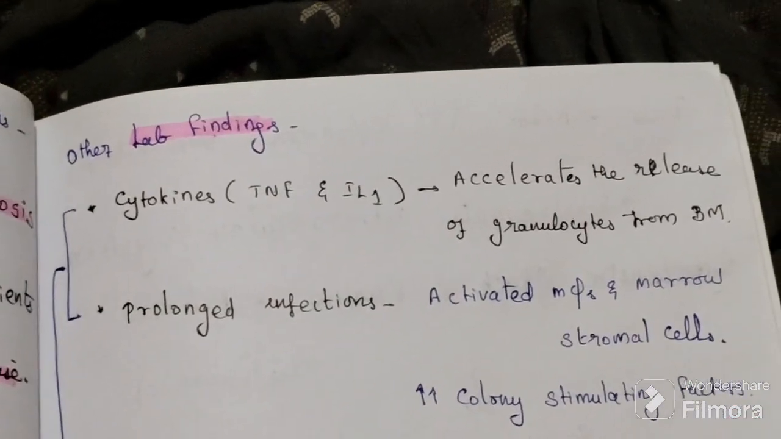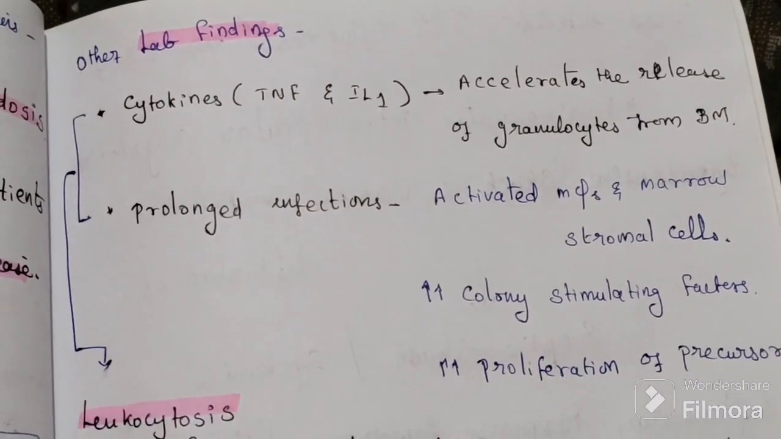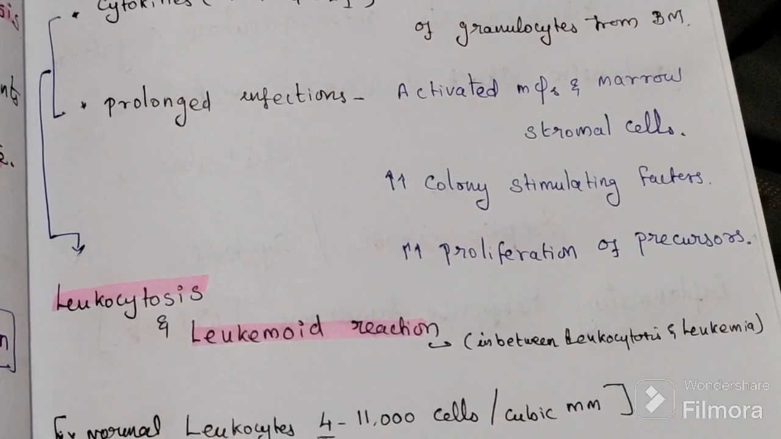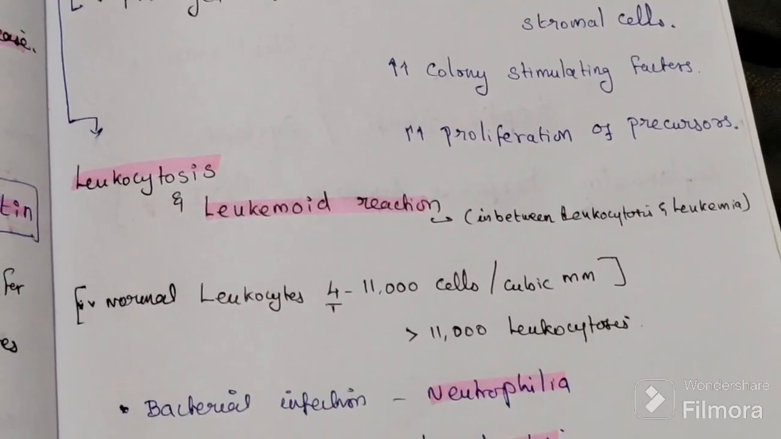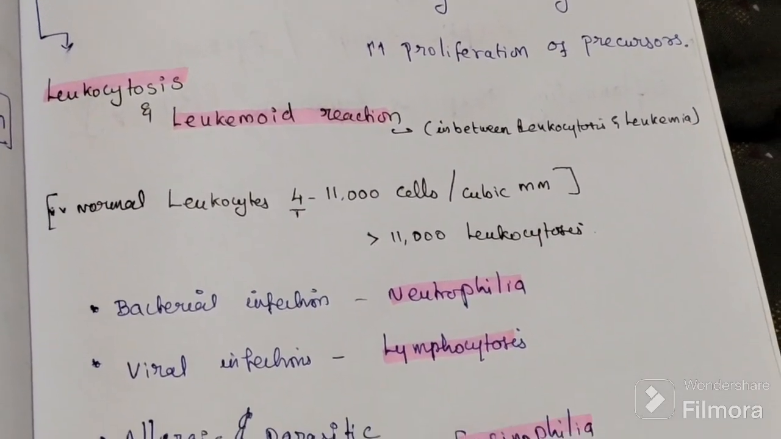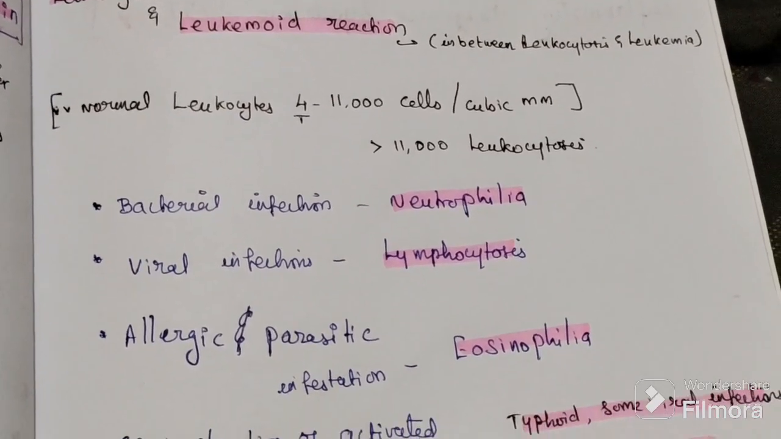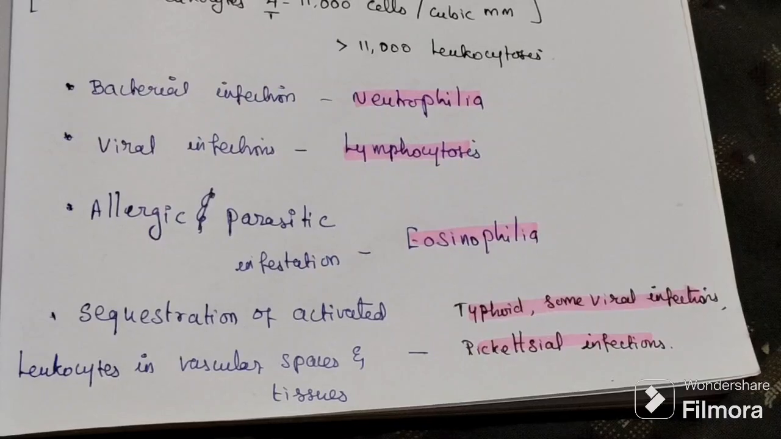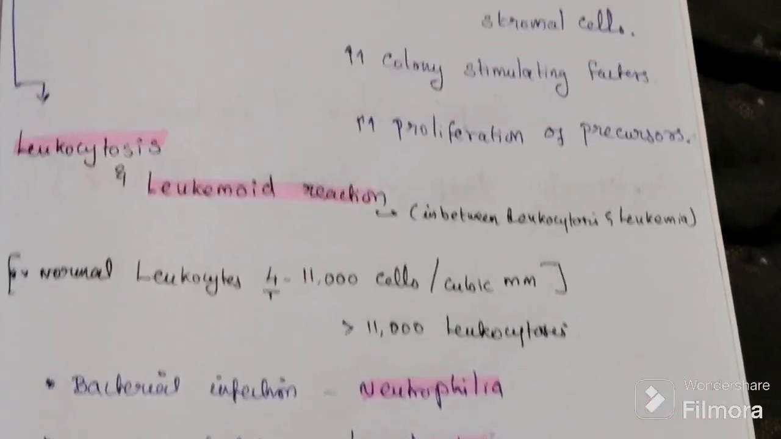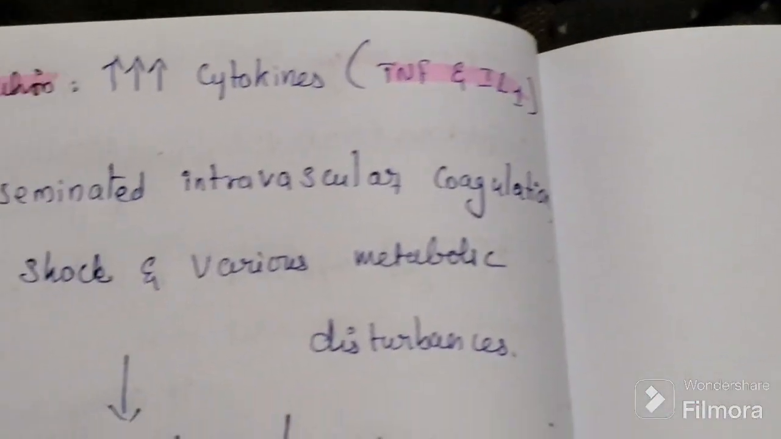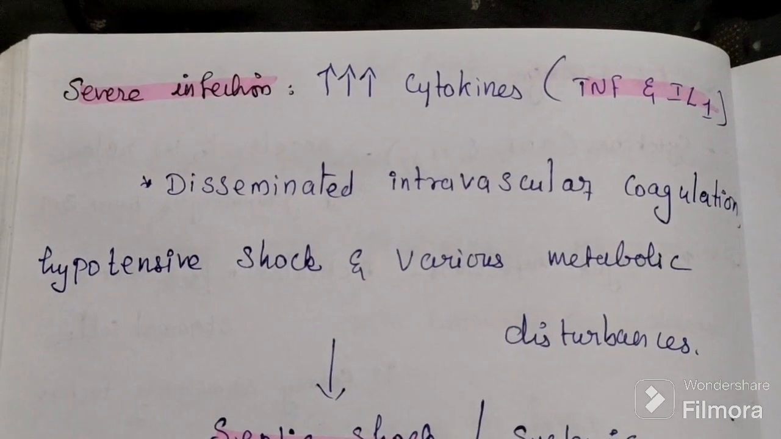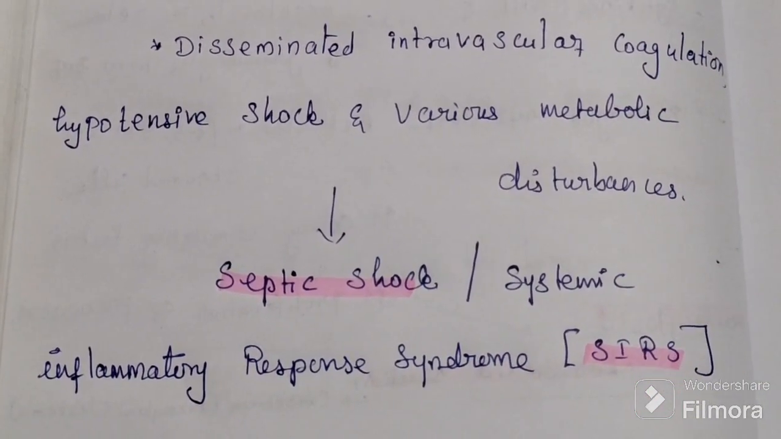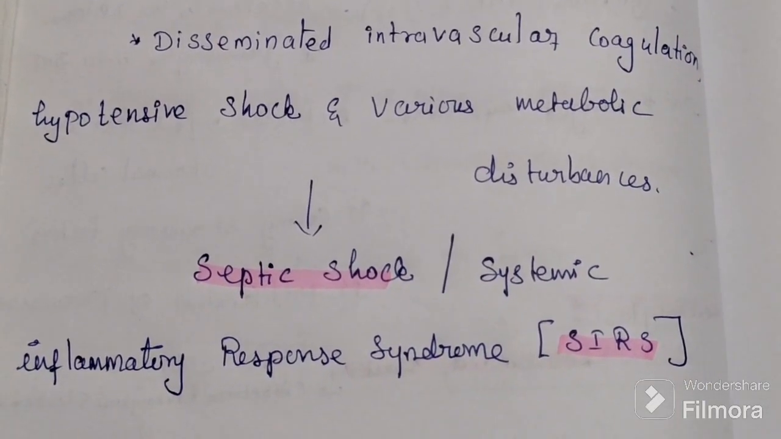Then other clinical features: cytokines and prolonged infection lead to leukocytosis and leukemoid reaction. Bacterial infection, neutrophilia; viral infection, lymphocytosis; allergic means eosinophilia. Then severe infection means severely increased cytokines, leading to septic shock and systemic inflammatory response syndrome.